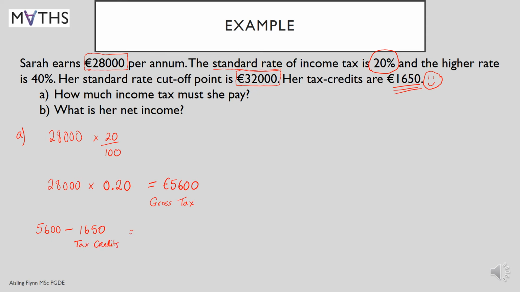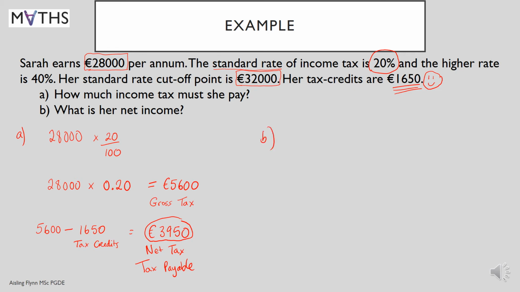Okay, so let's subtract that, 1,650. And the tax that she does have to pay is 3,950. You can call this net tax, net meaning after deductions, or you can call it tax payable. So this is what she does actually have to pay. Okay, so that's our answer to part A.